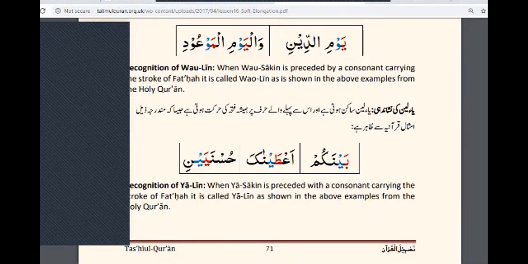Okay, and I'm going to read the whole word for you. Everybody, repeat at home, please. Baynakum. Baynakum. Okay, so we'll go on to the next example.